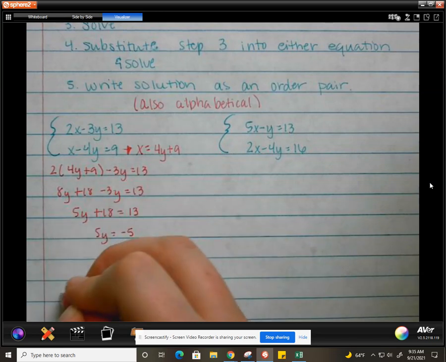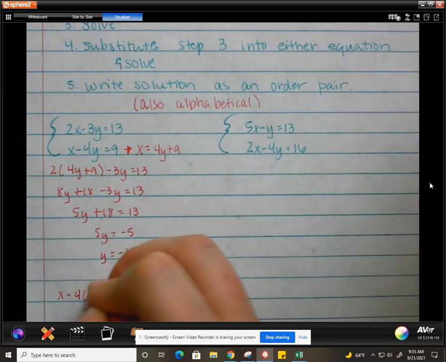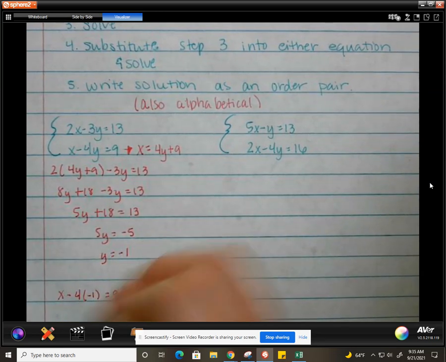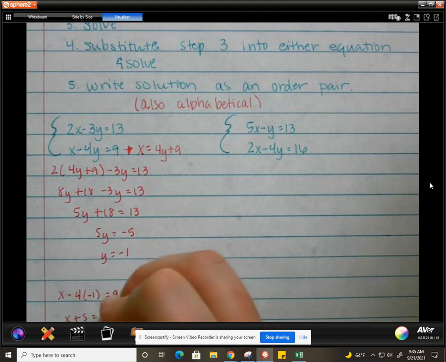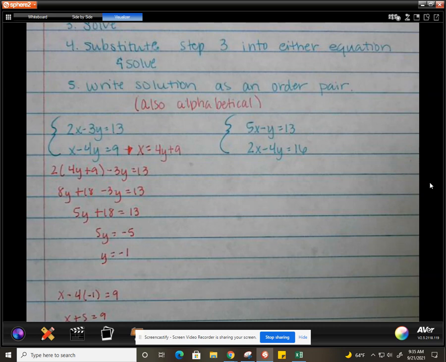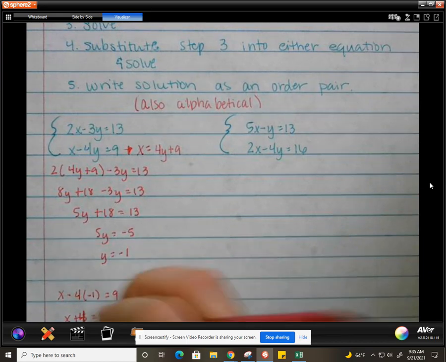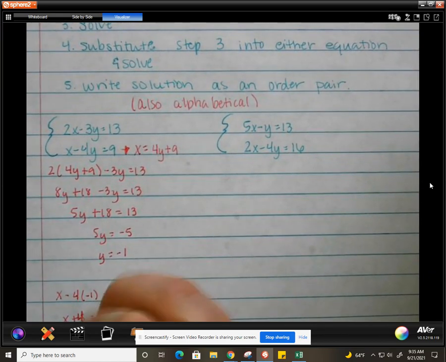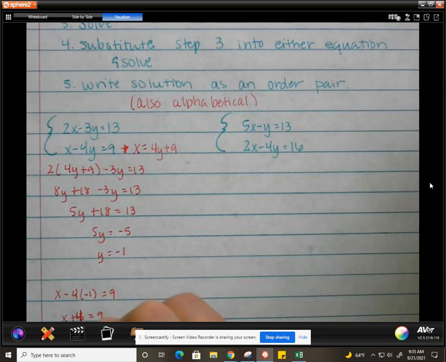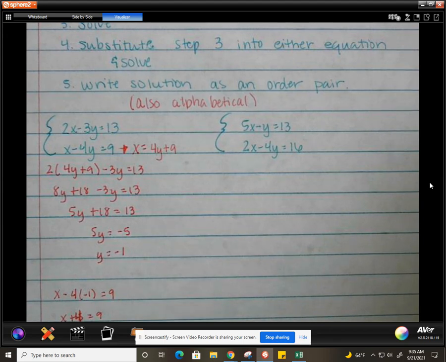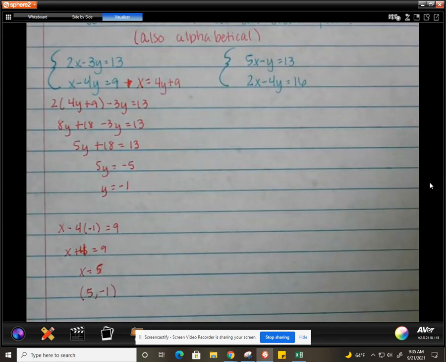We're going to do x minus 4 times negative 1 equals 9. So I get x plus 5 equals 9. And then when I subtract the 5, I'm going to get x equals 4. Oh, I did the math wrong right there. So that would be 4 when you multiply. I was adding. So when you subtract 4, you get 5. So my final answer, if I write this as an ordered pair, would be 5, negative 1. Oh, I should move that down so y'all can see it too.